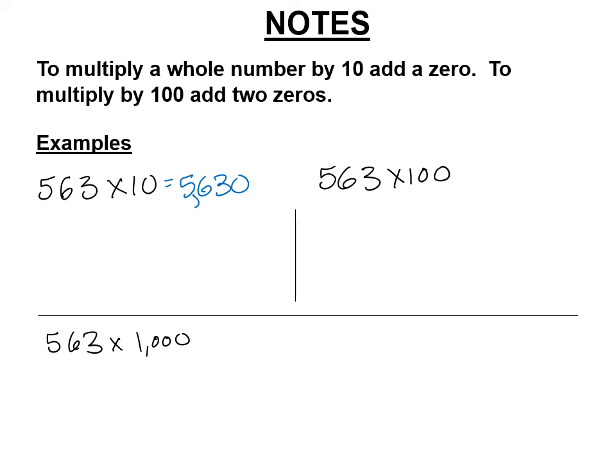So this time we're going to have to add 2 zeros. And we put 1, 2, 3, and that is 56,300. To multiply by 1,000, you add 3 zeros. So 5, 6, 3, and then 3 zeros, and then I go 1, 2, 3, and comma, and that's 563,000.